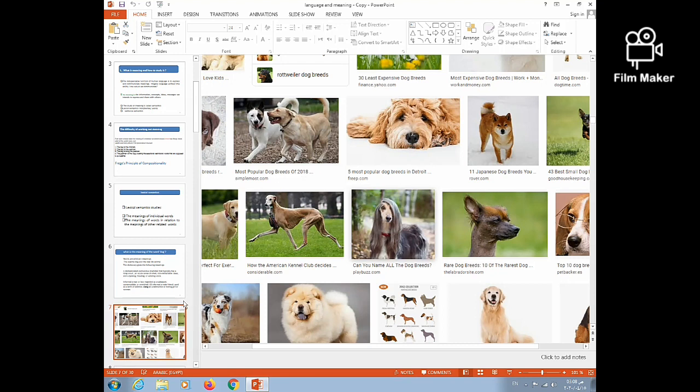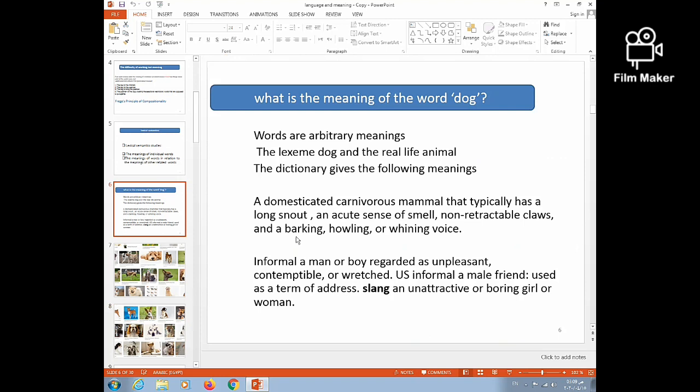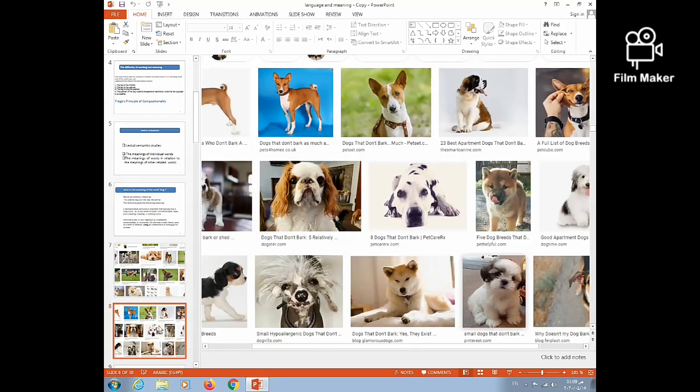Okay, let's look at another. Yes, these are dogs which do not bark. If you go back to this definition, one of the definitions of dogs is that they bark, but here we find that these are breeds of dogs that do not bark. Does this mean that they violate the definition? Yes, they violate the definition, but we're gonna say that to give a definition is so difficult, and it doesn't apply to everything, and you will find exceptions. But how can we deal with that? Let's wait.